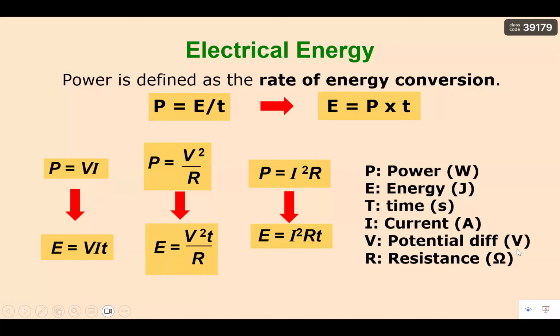Okay, so some of the symbols used in all these formulas: P is the power, the SI unit for power is watts; E is energy in joules; T is time in seconds; I is current in amperes; V is potential difference in volts; and R is the resistance in ohms.